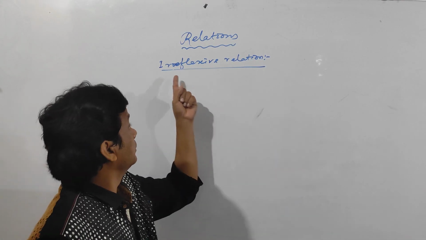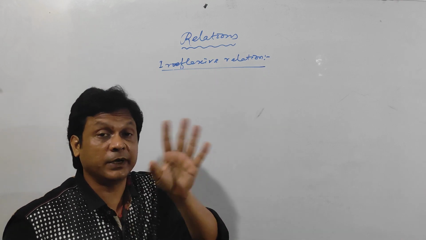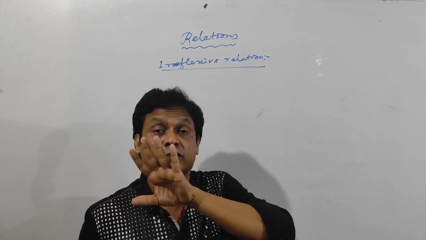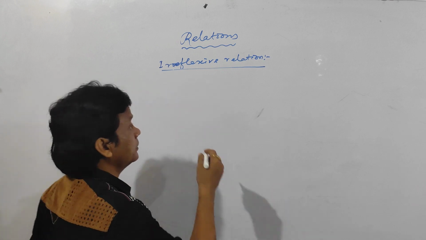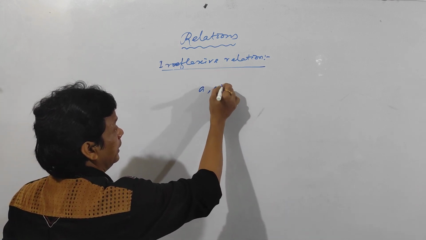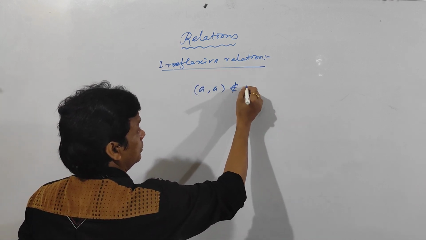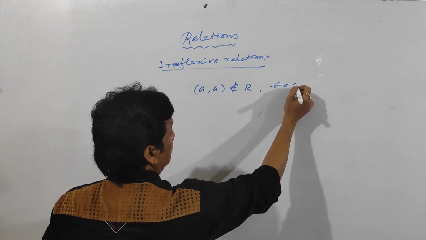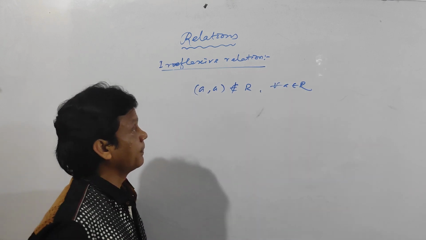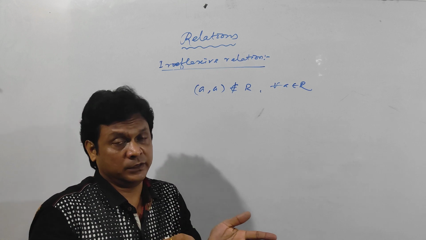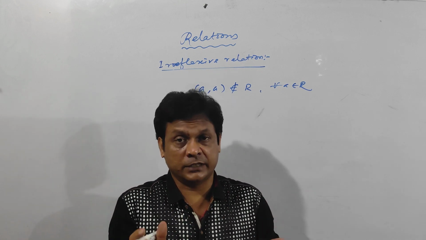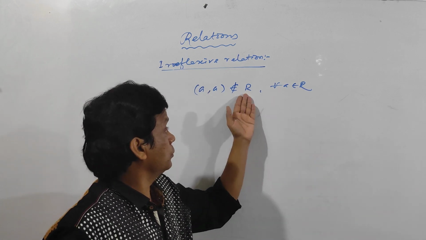Irreflexive relation. Irreflexive means it is not reflexive. That means (a, a) does not belong to R for all a. If (a, a) belongs to R, they will become reflexive. Here (a, a) does not belong to R for any a.